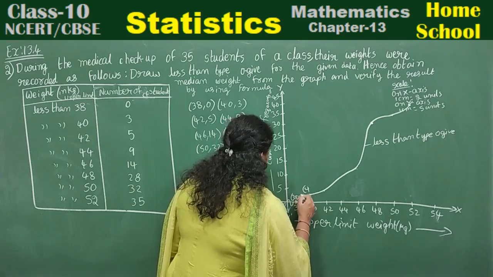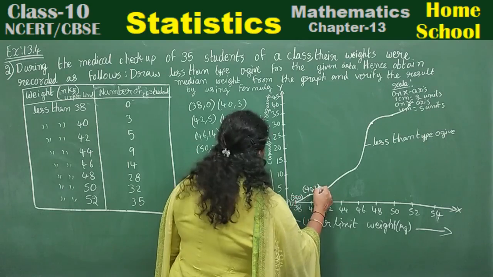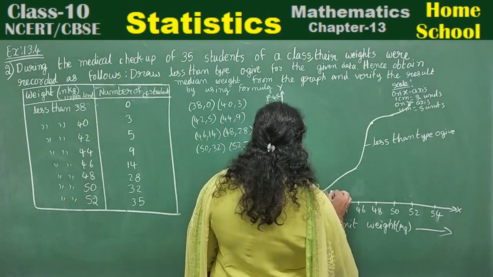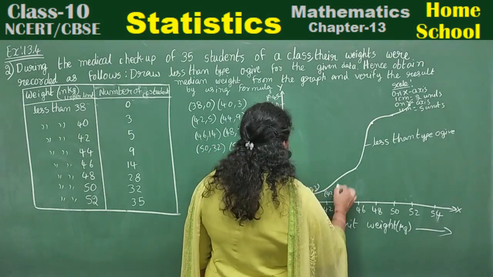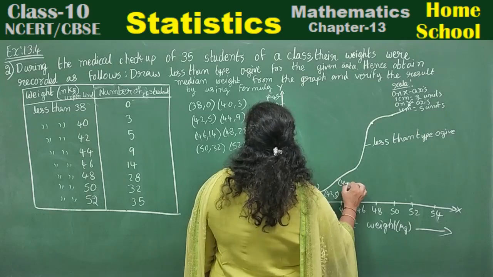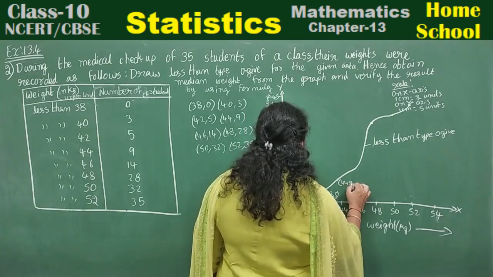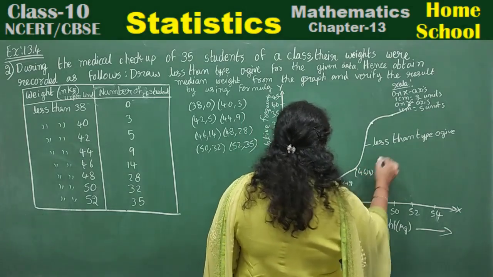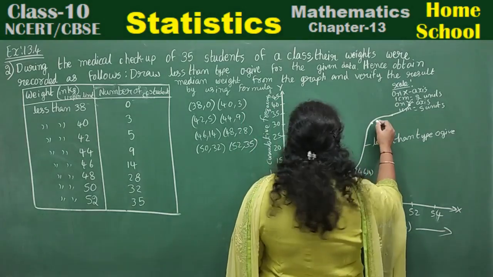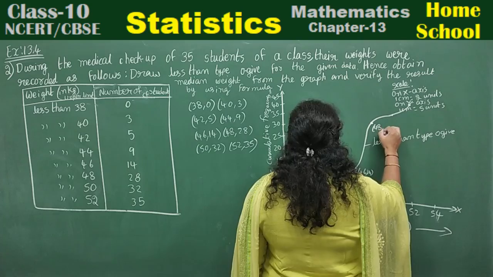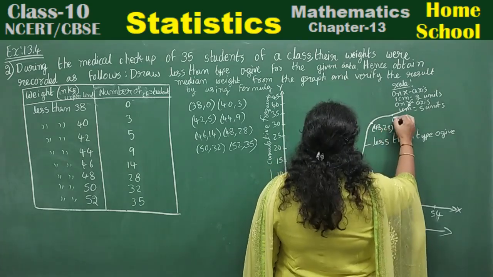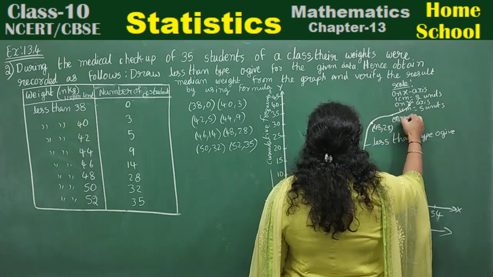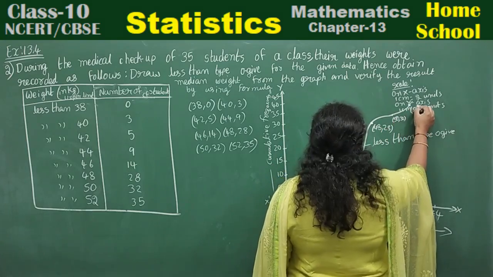38, 0, 40, 3, 42, 5, 44, 9, and here 46, 14, 48, 28, 50, 32, and this one 52, 35.